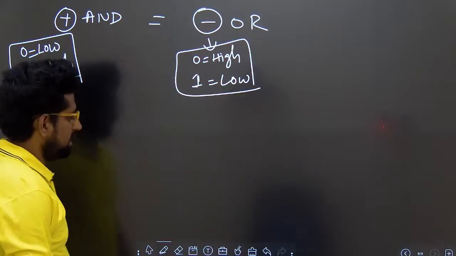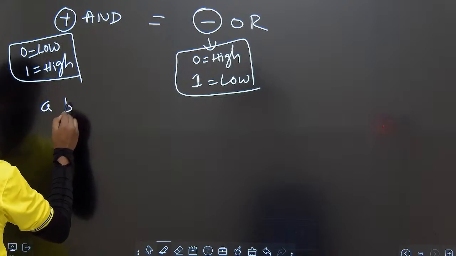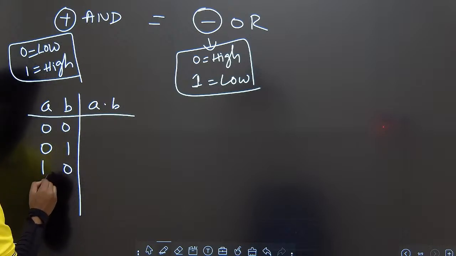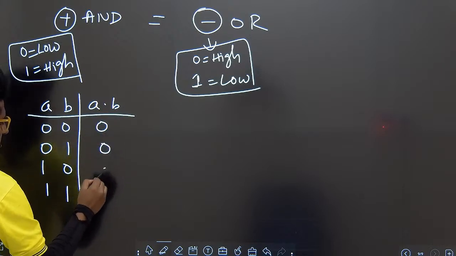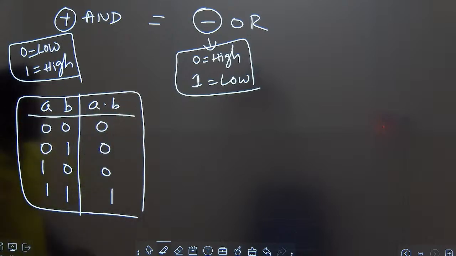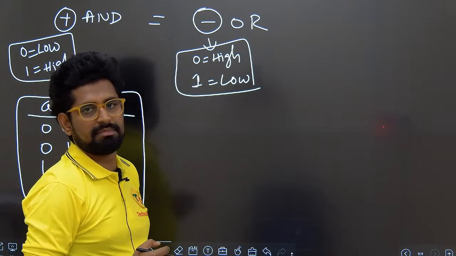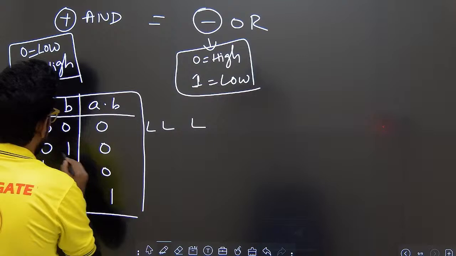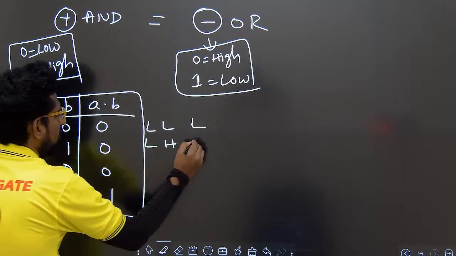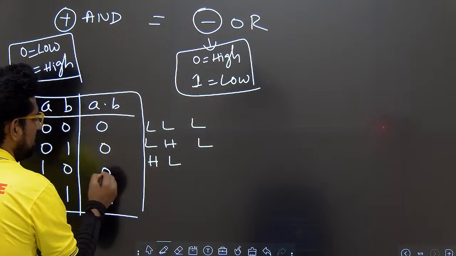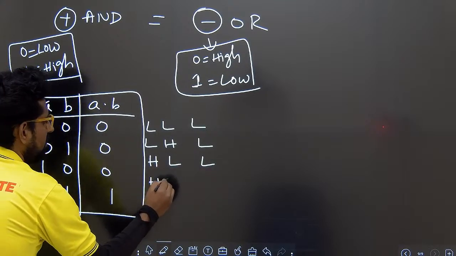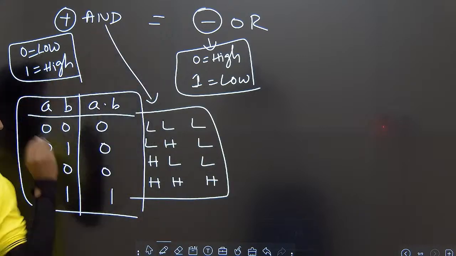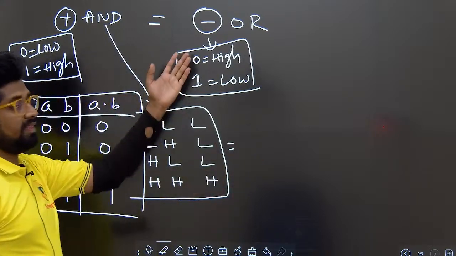Now you can observe here, let me draw the AND truth table. A, B, A and B: 0, 0, 0; 0, 1, 0; 1, 0, 0; 1, 1, 1. Right, this one. So let us try to write it in the positive level logic system manner. 0 means low, so low, low gives the output low; low, high gives the output low; high, low gives the output low; and high, high gives the output high, right? So this is the positive level AND statement, which is equal to what I said, negative level OR.